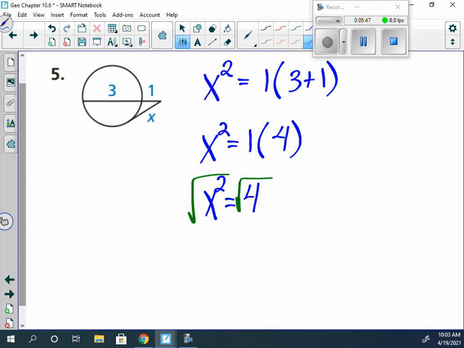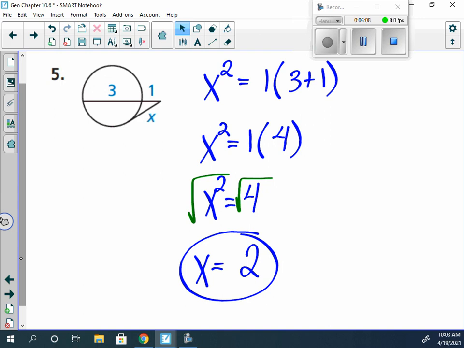Square root both sides. And we would get x is equal to plus or minus 2. But again, x is just a length. There's nothing being added or subtracted to it, not being squared. So we just say x is equal to 2. And that is it on this here. Any questions on any of this here so far? Are you ready for the next one?